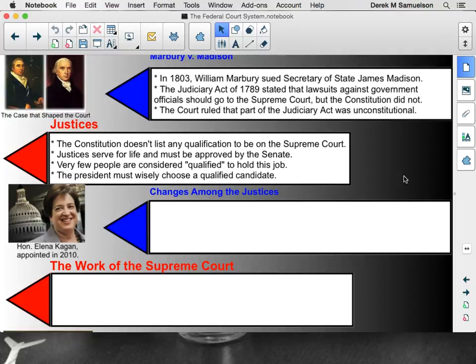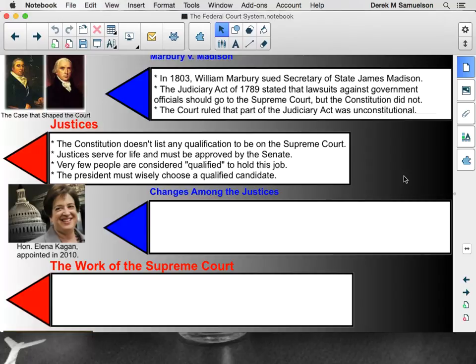And on top of that, a justice serves for life. So if you are appointed to the United States Supreme Court, you are there for the rest of your life. It is a lifelong gig, or until you get impeached or you choose to resign. However, you must be approved by the United States Senate. So here we have checks and balances in play. The president appoints them. The Senate has to confirm that appointment.